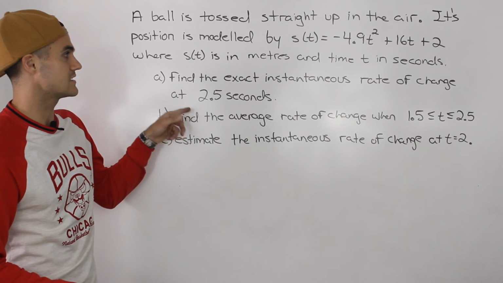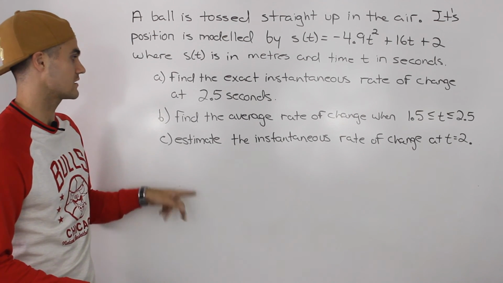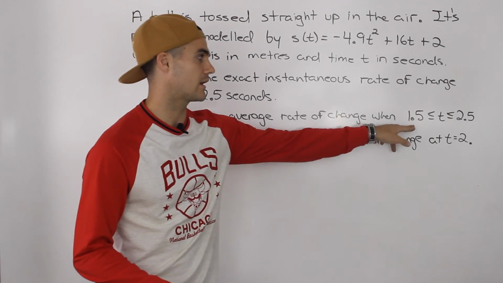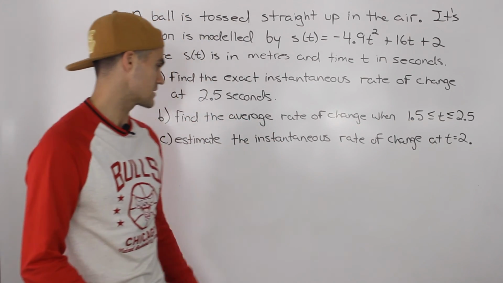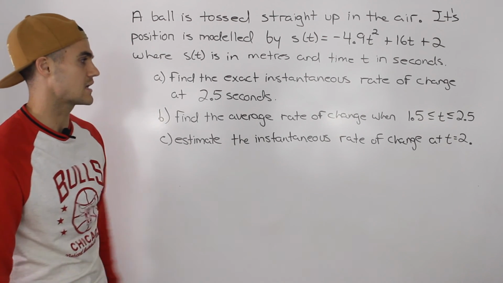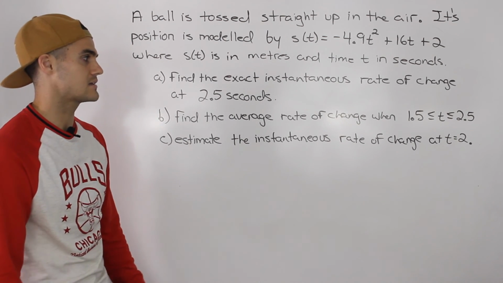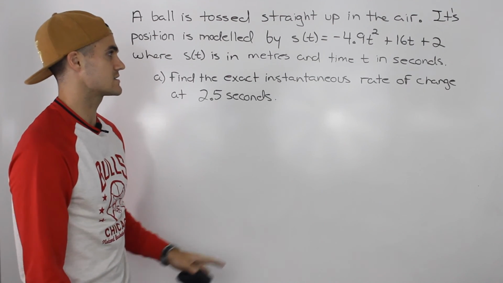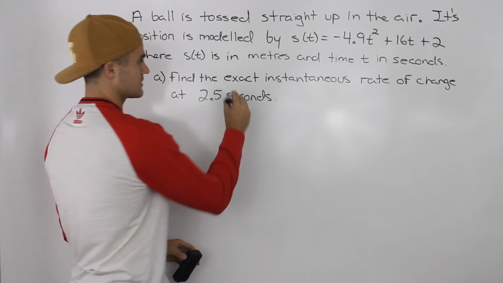Find the exact instantaneous rate of change at 2.5 seconds. Find the average rate of change when the time is between 1.5 seconds and 2.5 seconds. And then estimate the instantaneous rate of change at a time of 2 seconds. So part A, we have to find the exact instantaneous rate of change at 2.5 seconds.